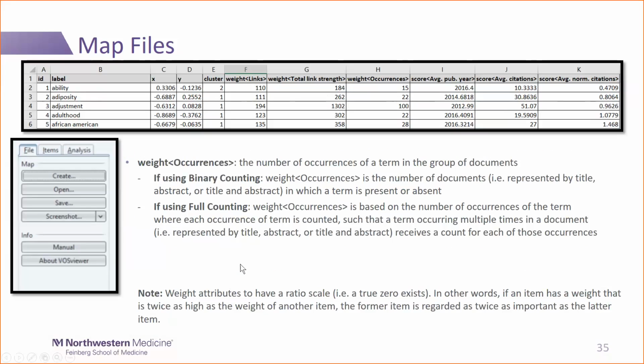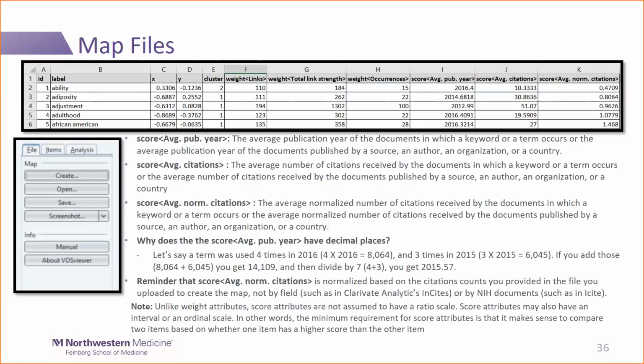Weight occurrences, we've talked about this, is the number of occurrences of a term in a group of documents, which can be impacted by the counting method you chose. And then we get to our scores.